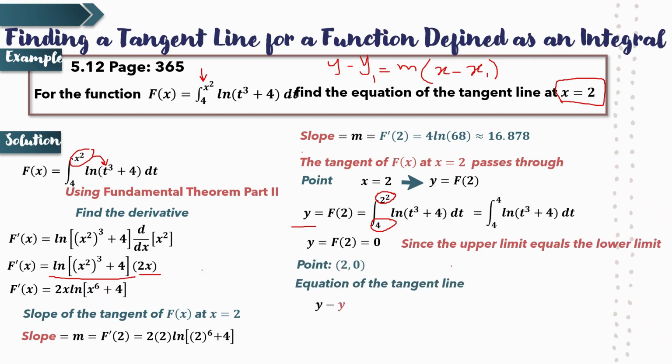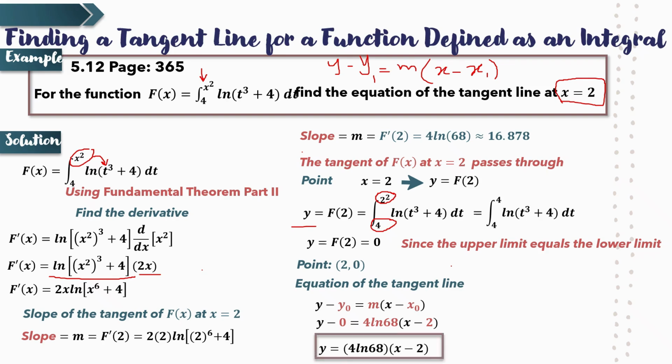Now let's substitute into our equation of a tangent line. You have your y1, which is 0, and you have your m, which is 4 ln 68, or 16.878, and you all know your x1, which is given in the question, that's 2. So your expression is 4 ln 68 times (x minus 2).